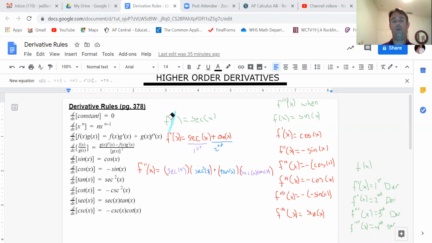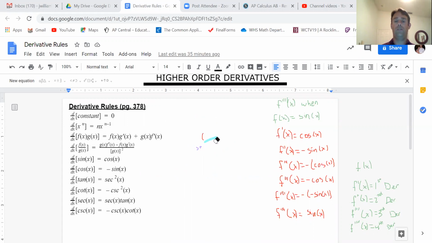But now what we really wanted to spend our time with here is not necessarily doing higher order derivatives per se, but more dealing with position.